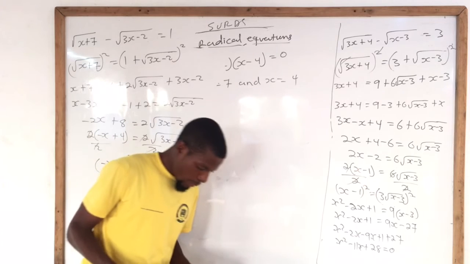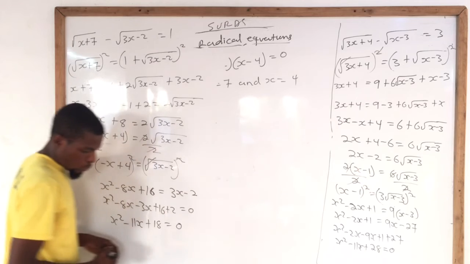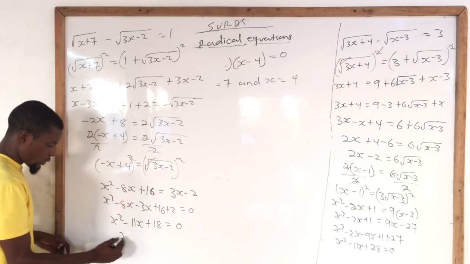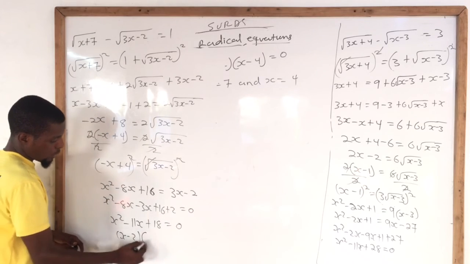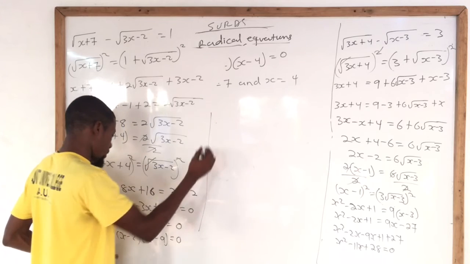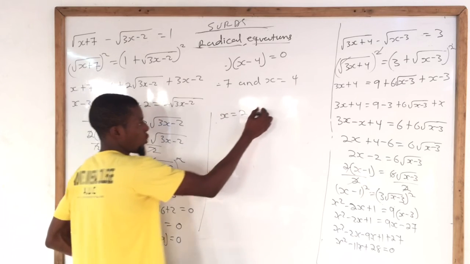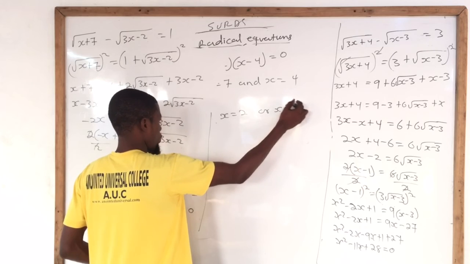So at the end, I'm going to get x minus 2, x minus 9 equals 0. X minus 2 and also x minus 9 equals 0. Which further implies that x is equal to 2 or x is equal to 9.